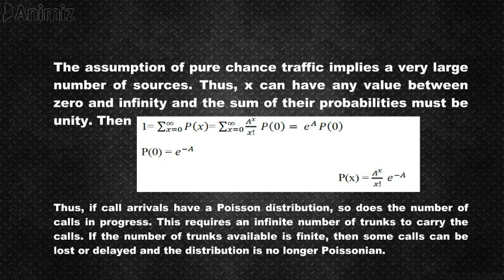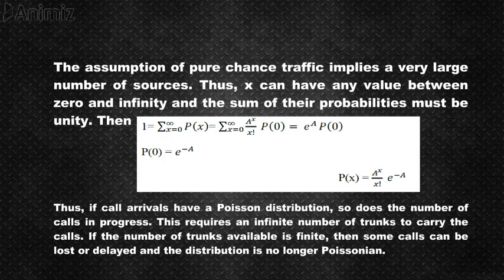Then 1 will be equal to the summation of P of x for x from 0 to infinity, which will be equal to the summation for x equal to 0 to infinity of a to the power of x by x factorial into P of 0. This summation is equal to e to the power of a into P of 0. Therefore, P of 0 will be equal to e to the power of minus a. Now, substituting P of 0 equal to e to the power of minus a in the previous equation, we get the equation for P of x, which will be equal to a to the power of x by x factorial into e to the power of minus a.